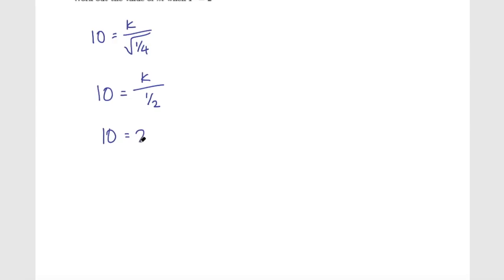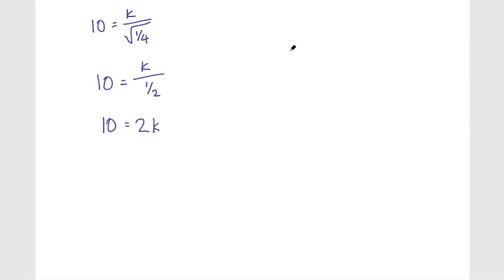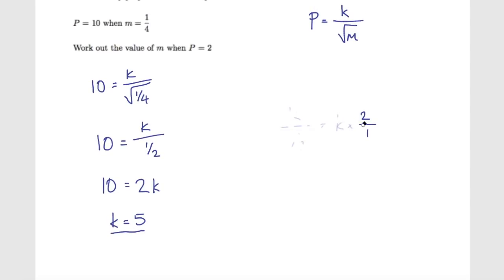So 10 equals 2k. Also, you might know that as flip and multiply. So if you divide something by a fraction, you can flip it over and multiply. So then you get 2 lots of k as well. So if 10 equals 2 lots of k, then k must equal 5. Okay, so I have my value of k.